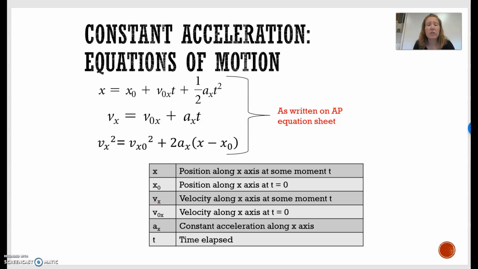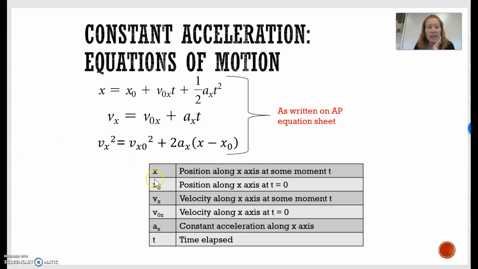And they're for objects that are moving in one dimension, they're going to use the x here. But we are going to use these even for situations when things are moving straight up and down, like along what you would normally call the y-axis, right? Okay, so let's talk about what these variables mean.